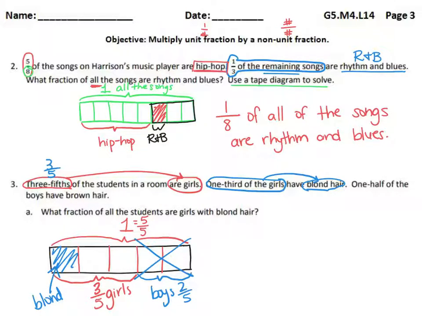Okay. What fraction of all of the students are girls with blonde hair? So we're looking at this one. We shaded in one part out of how many of all of the students? 1, 2, 3, 4, 5. So 1/5 of all of the students are girls with blonde hair. Okay, write your sentence. Pause the video, play it again when you're ready.